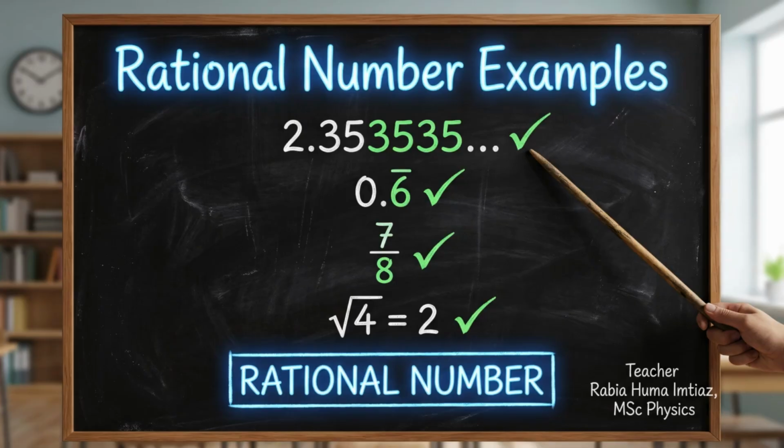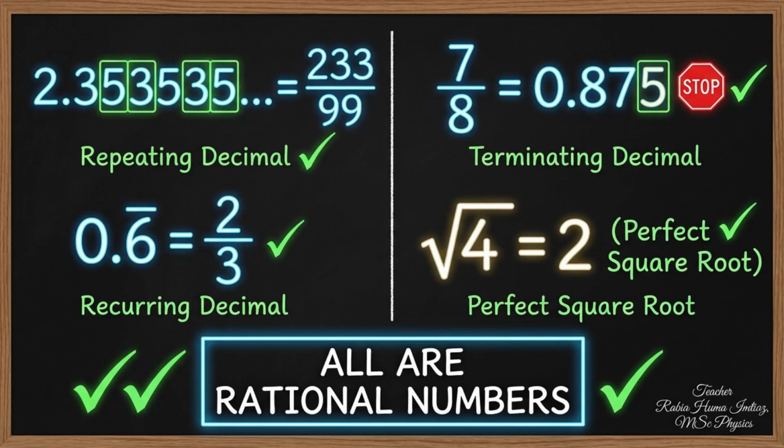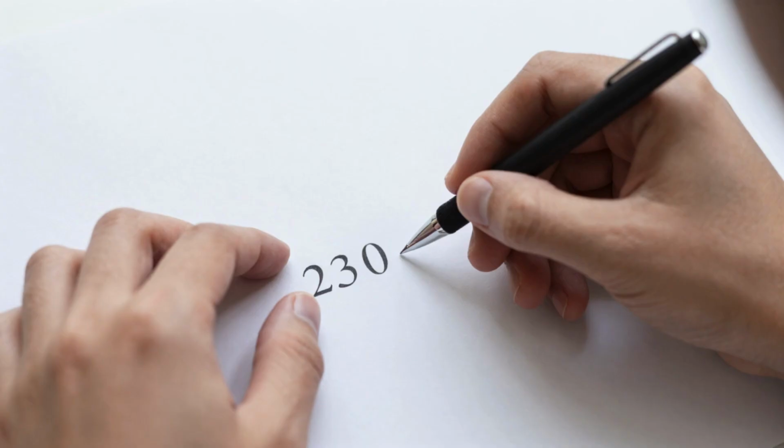If you look at the examples at the bottom left under the rational box, you can see 7/8. When you divide 7 by 8, it terminates perfectly into 0.875. You can also see the square root of 4. Since 4 is a perfect square, its root simplifies to the whole number 2, which is also a rational number.